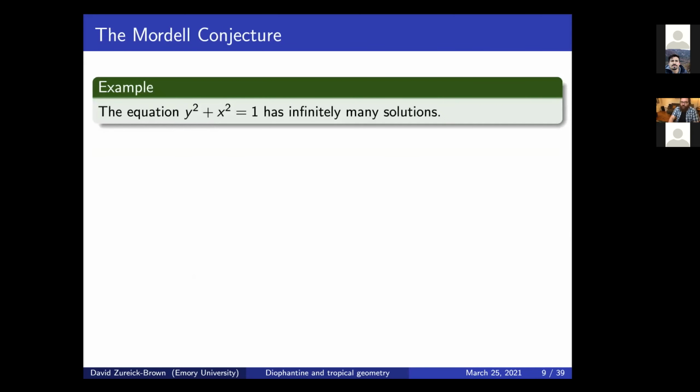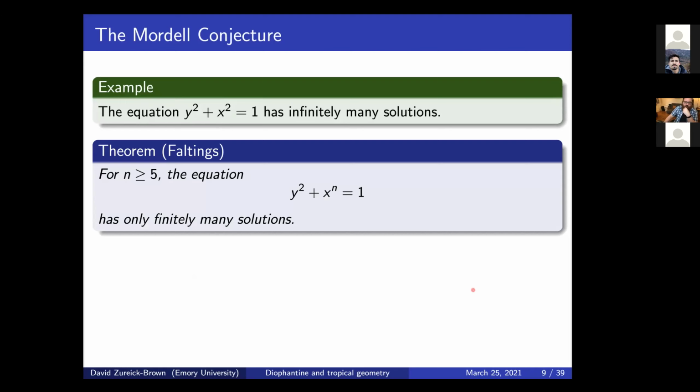The Mordell conjecture. So for example, this equation has infinitely many solutions. If we increment the exponent of x, we get higher degree equations. When that exponent n is at least 5, it's a theorem of Faltings. Well, actually, you don't need Faltings for this. You can do this one by hand, but this equation has only finitely many solutions. So for fixed n, this fixed equation has finitely many, whereas this had infinitely many.